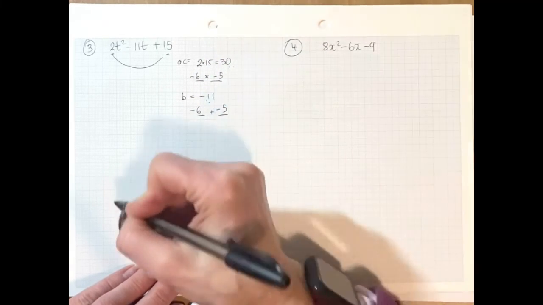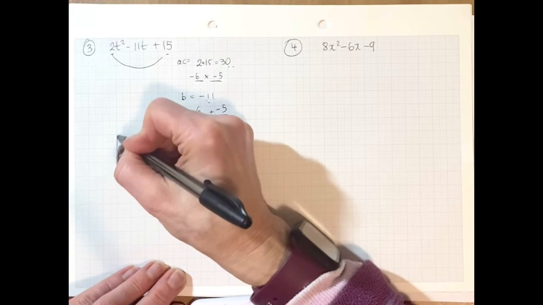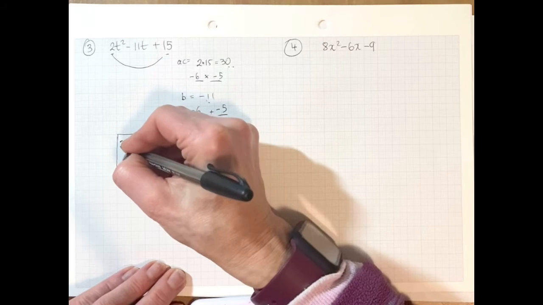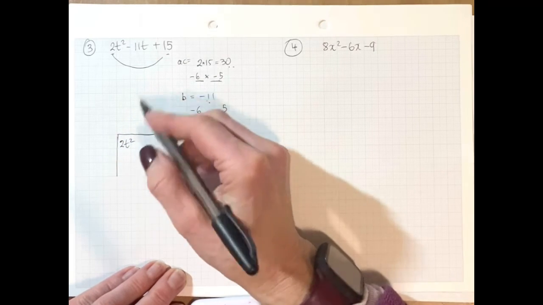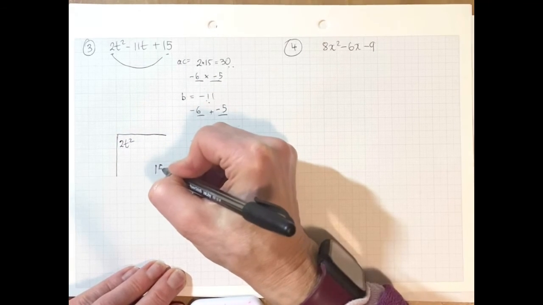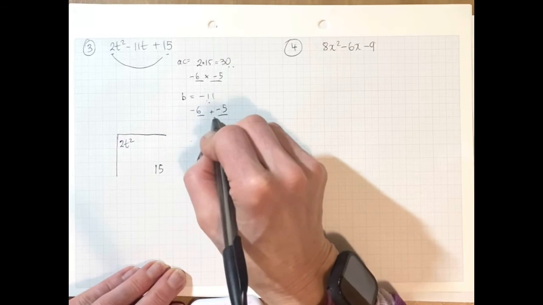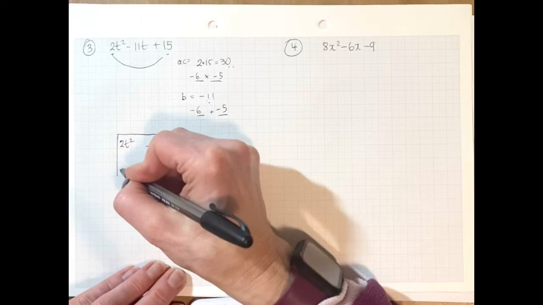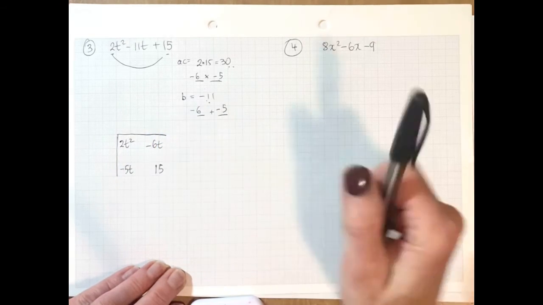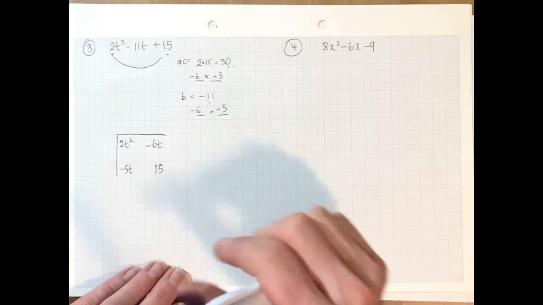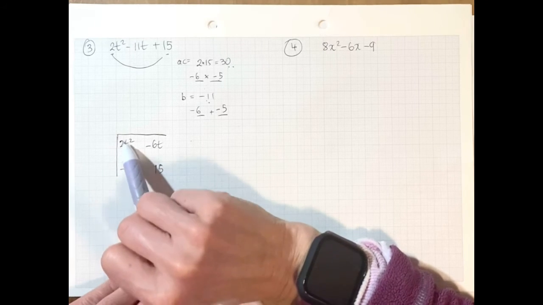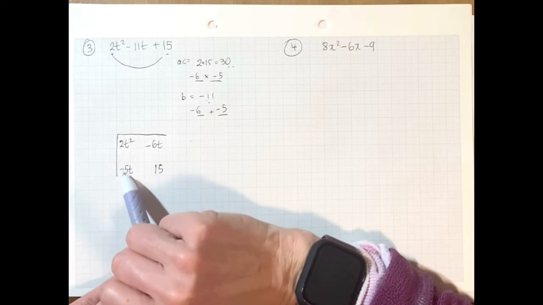So draw the grid. Start filling it in with 2t squared at the top left and 15 bottom right. Then over here we're going to put minus 6t and minus 5t. So the rest is just solving that puzzle. So factorizing the common factor, we don't really need to factorize it once, and the rest is thinking about multiplying.